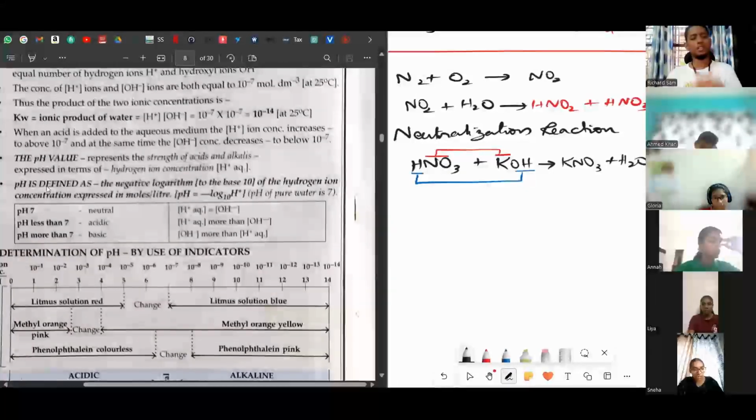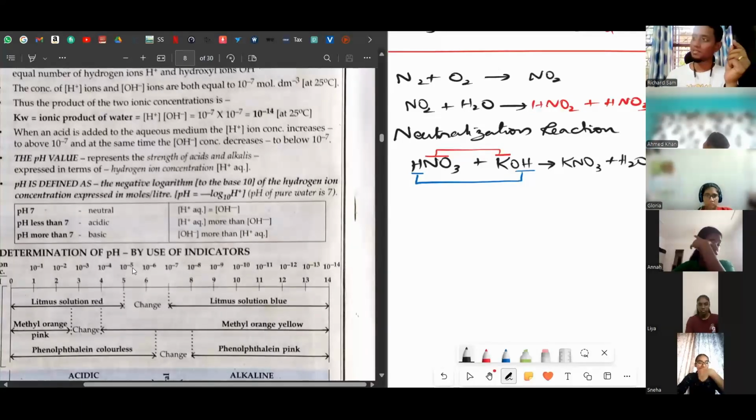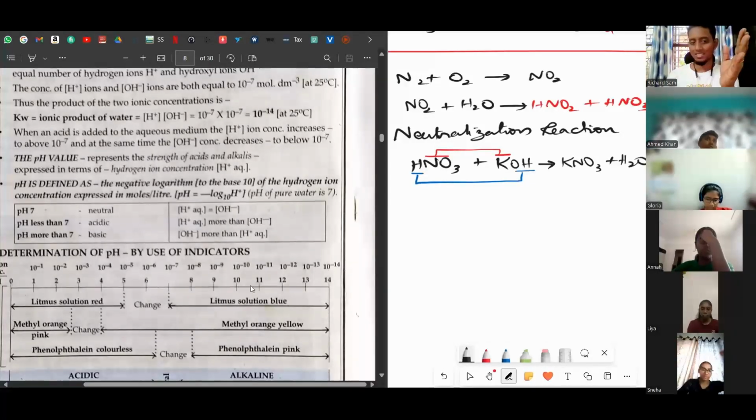Yeah, here. pH is defined as the negative logarithm to the base 10 of the hydrogen ion concentration expressed in moles per liter. Okay, so it is some negative thing. So, for example, if I say the pH is 5, it means it is 10 raised to minus 5. Okay, that's the concentration of the hydrogen ions present in it. If I say pH is 11, that means it is 10 raised to minus 11. That is the concentration of hydrogen ions.